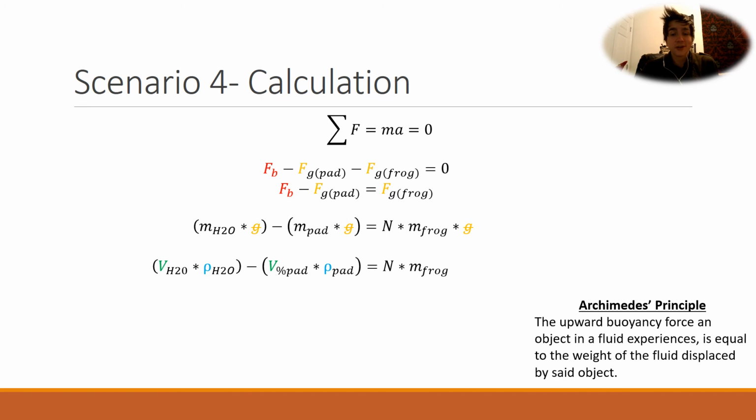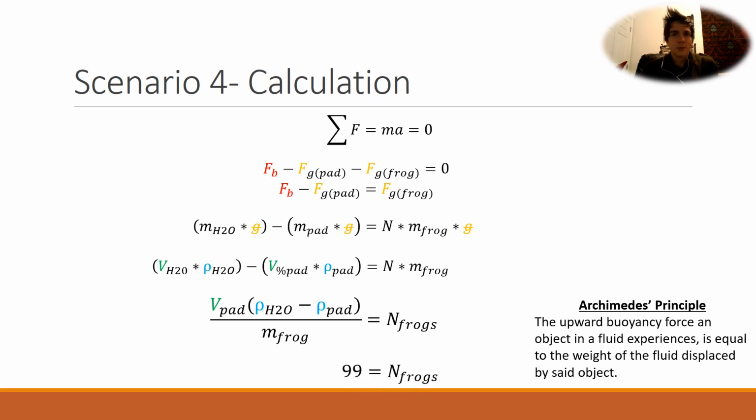Because we are looking for an expression in the case where the object is completely submerged and on the verge of sinking, the volume of the fluid displaced and the percentage volume of the lily are equal. Simplifying, we finally arrive at an equation for the raft's weight limits. Using the given information, we find that the pad can hold 99 frogs before it sinks.